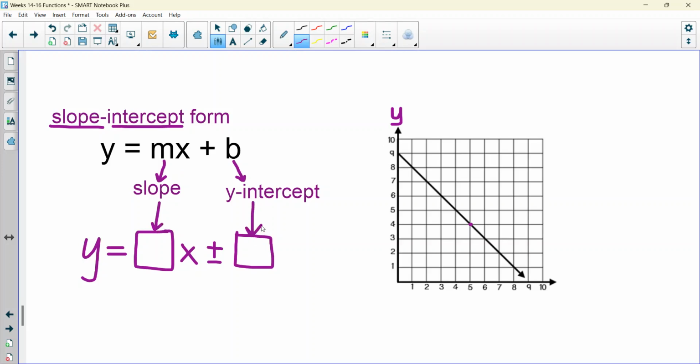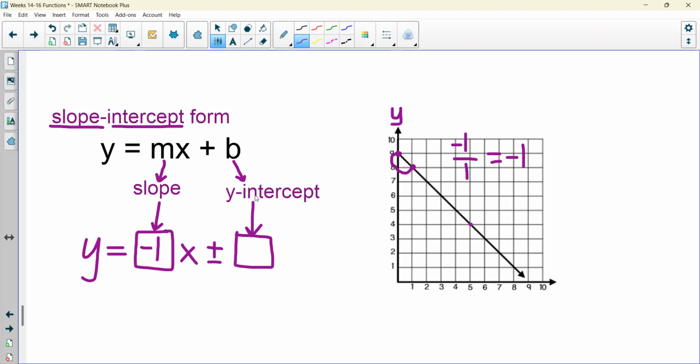So what if you're given a graph and you're asked to write the equation of this line? Okay, first I would need to know the slope. So just like we were finding the slope in the last lesson, I'm going to pick 2 points, and then I'm going to count my rise over run. Here I'm going down 1, and then I'm going right 1. Negative 1 over 1 will simplify to negative 1. I'm going to substitute that in to where the m or the slope is in my equation.